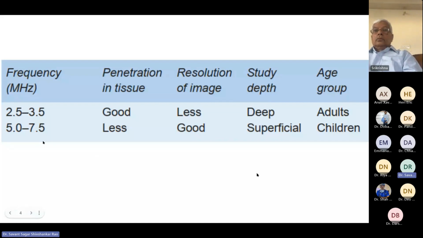Conversely, the lower the frequency of the ultrasound, the longer the wavelength. So the longer the wavelength, the lower the image resolution and the greater the tissue penetration. Therefore, low frequency probes, that is 2.5 to 3.5 megahertz, provide better penetration when applied to deeper structures and are therefore used in adults.